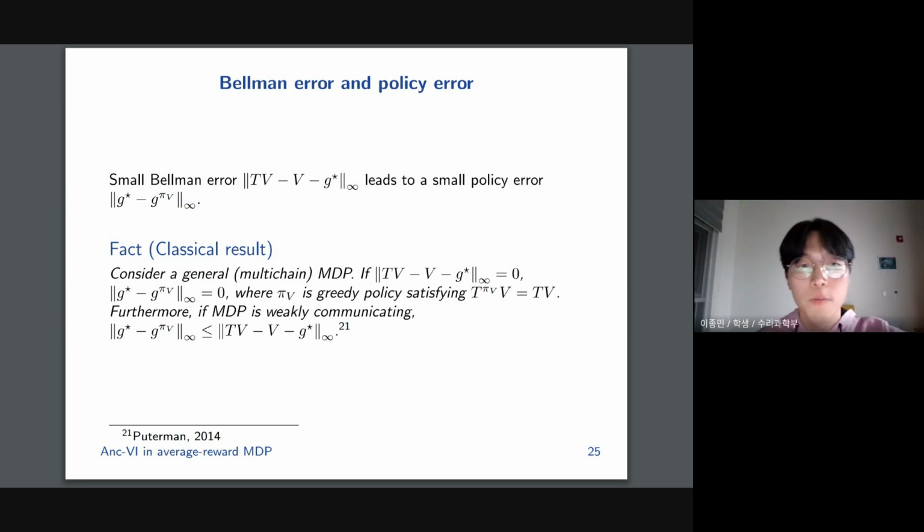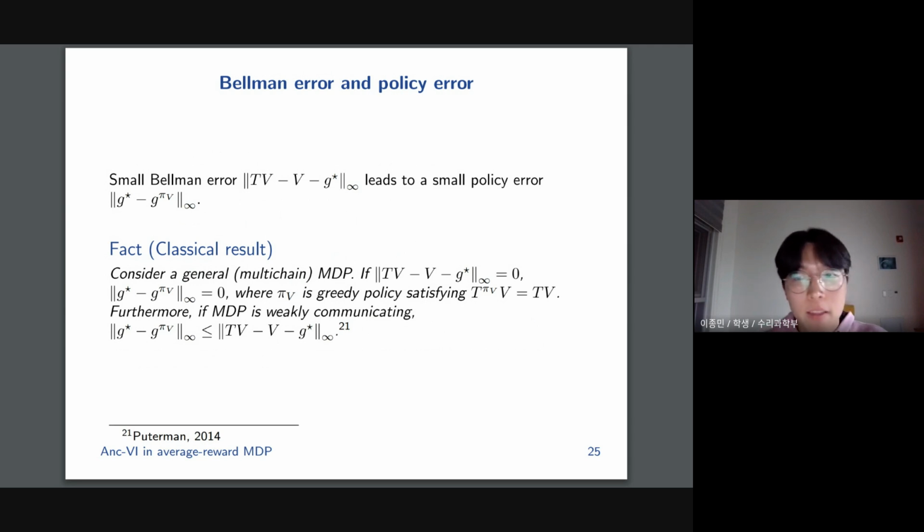So here we now consider two performance measures, one is Bellman error, and another is policy error. A slight modification is needed in the average reward MDP because here we define the Bellman error as a norm of TV minus V minus G star. We need the additional term G star to define the Bellman error, and you will see why soon. And you define the policy error as G star minus G pi V, which quantifies how good a policy is by estimating the difference between G star and the average reward of your policy.